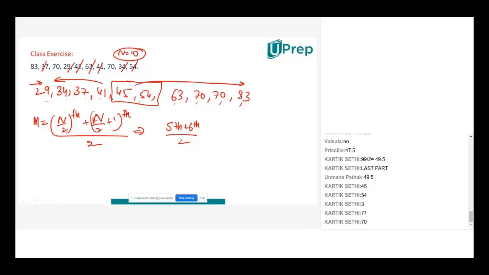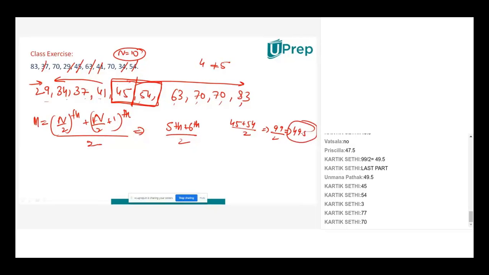So you see how median is also related to mean. Directly, because it's 10, I took the fifth one and sixth one, and I just did an average directly. That's what you're supposed to do. Exactly. You're trying to find the middlemost number of 45 and 54.